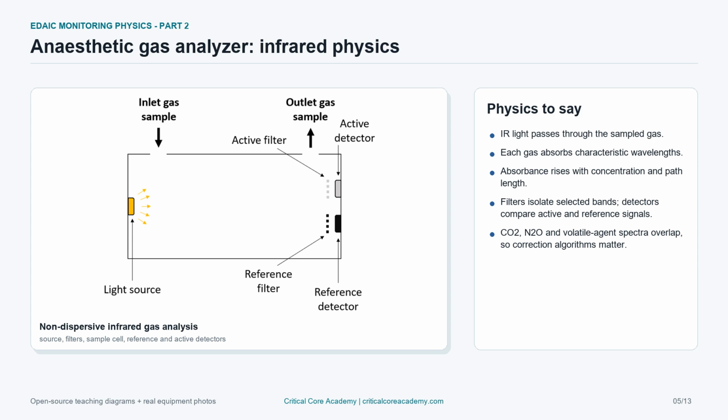The Beer-Lambert idea is enough for most EDAIC answers. Absorbance increases with concentration and path length. In clinical monitors, the mathematics is corrected for pressure, temperature, overlap between gases, and instrument calibration. But the core physics remains simple. Each gas leaves a fingerprint in the infrared spectrum.